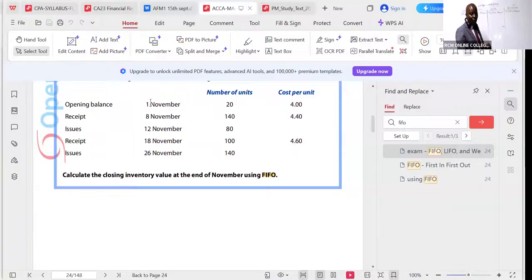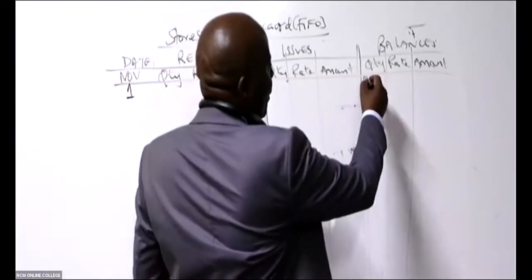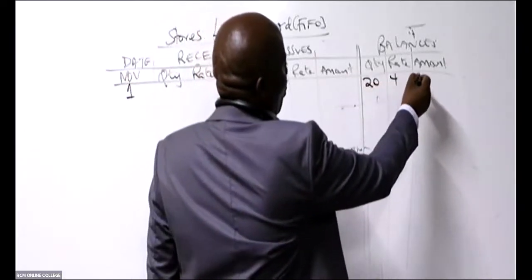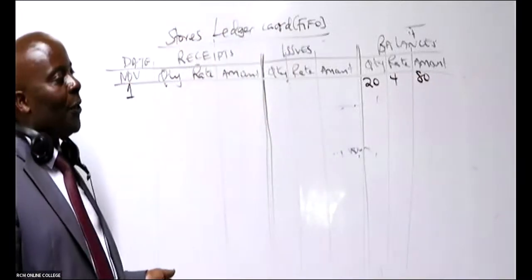So you can see the opening balance was on 1st November. So the first date here is 1st of November. So you write here 1st. Don't write November again because November has been taken care of. So what happened on 1st November? We had an opening balance of 20 and each one of them was costing how much? 4. 20 at 4. So you write here in the balances 20 at 4. So meaning that the amount is how much here, somebody? Because that is the rate, cost per unit.